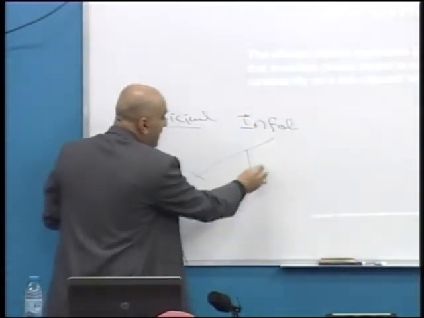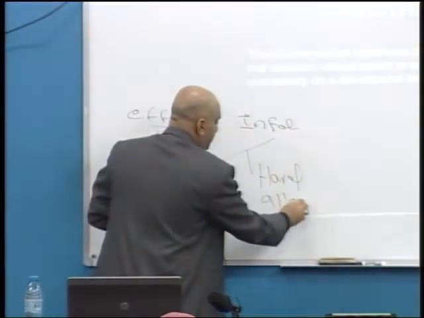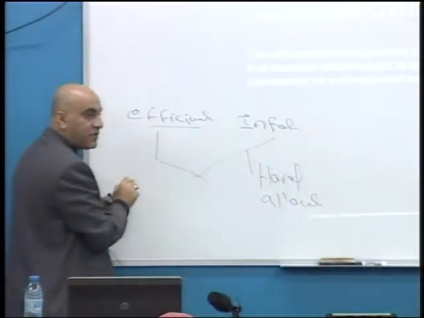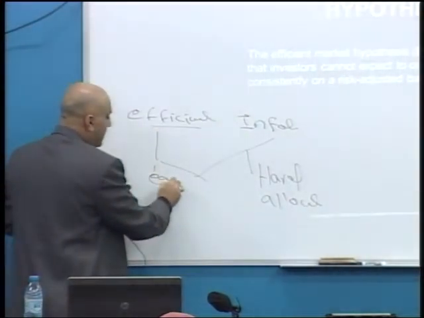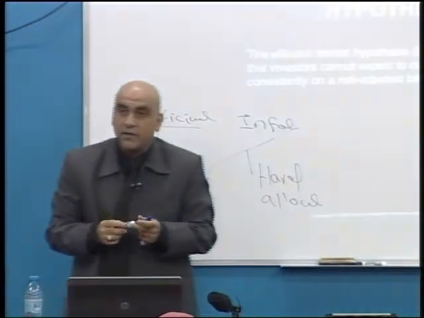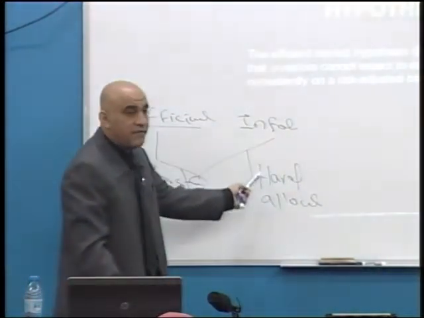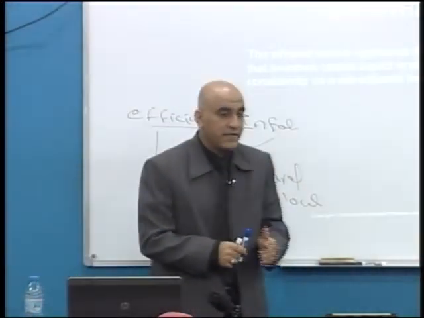In the inefficient market, it is hard to allocate the assets. But in the efficient market, it's easy to allocate the assets. The question is why? In the efficient market, it's easy to allocate the assets, and in the inefficient market, it's hard to allocate the assets.